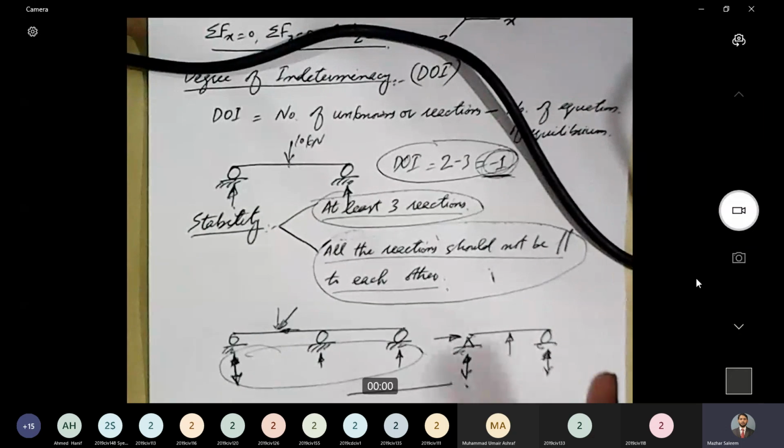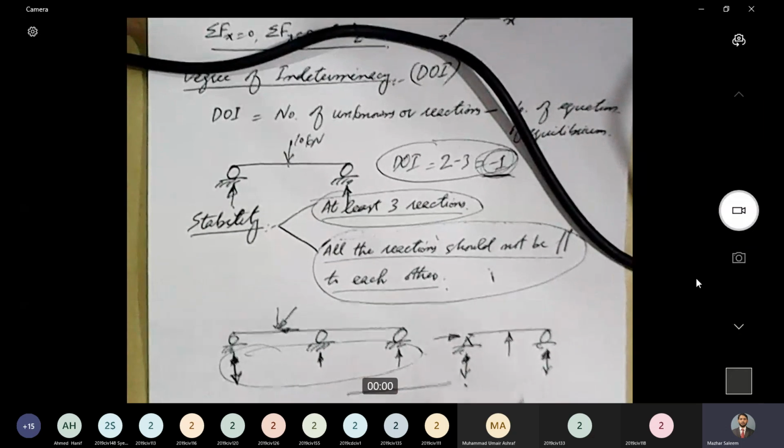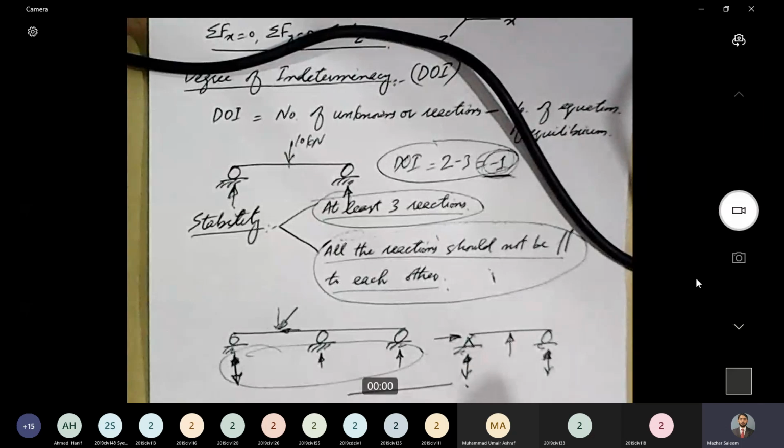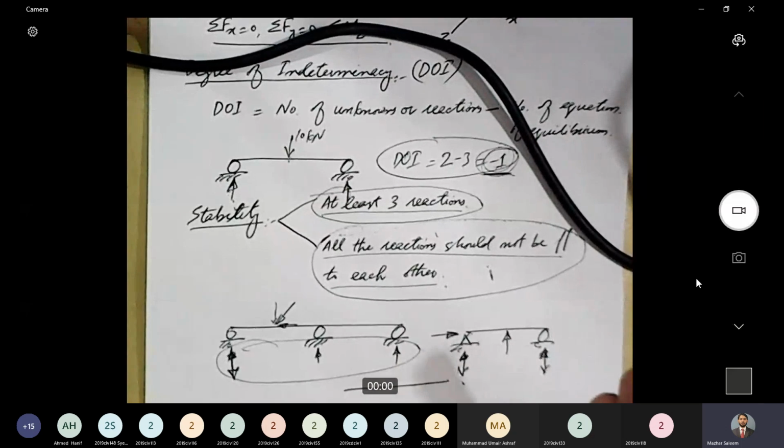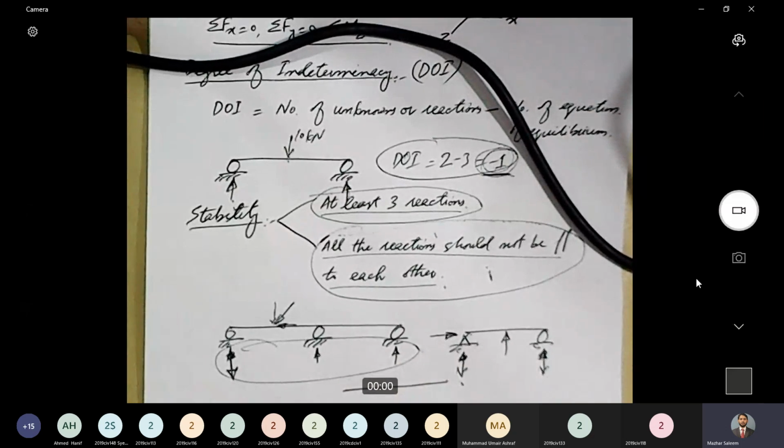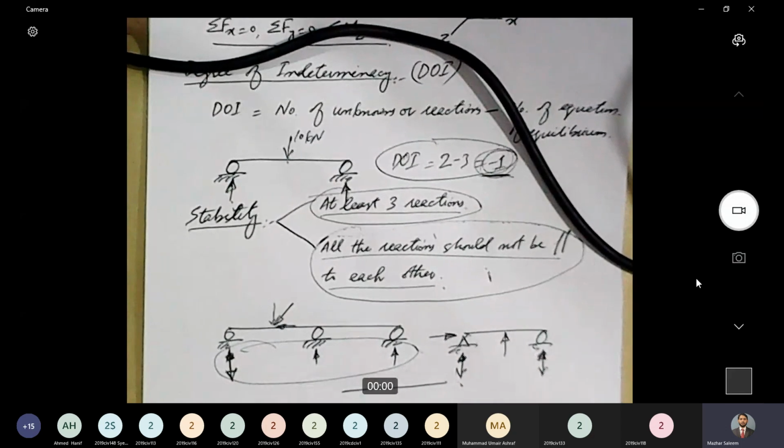So the nature or the direction of these reactions depends upon the nature of applied loading. At this point, we are not considering the loading, so we cannot comment on that. But when we have the loading and we are solving the complete problem, then in some cases we will see that at one roller support the reaction will be upward, and at the other roller support the reaction will be downward. It will happen.